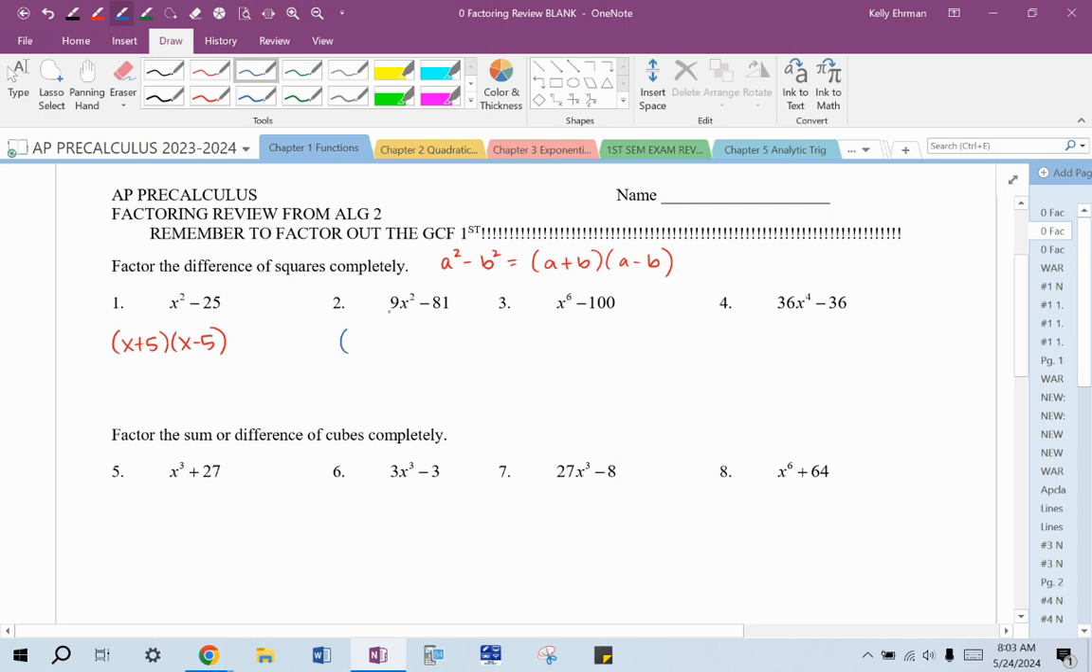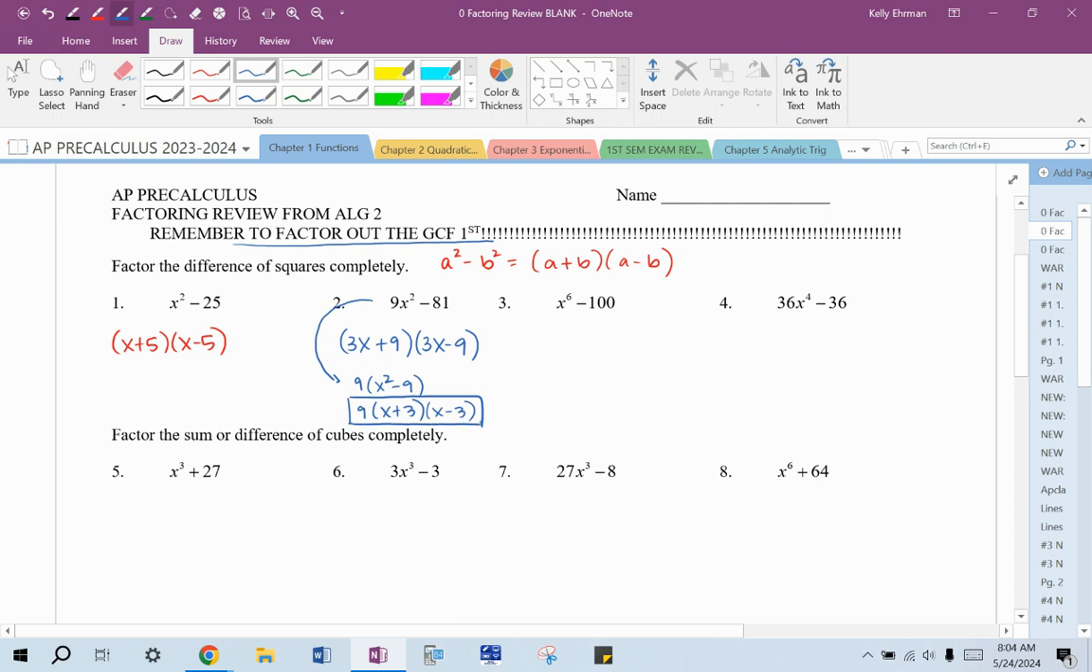Second one, 9x squared becomes 3x, 81 becomes 9, so 3x plus 9, 3x minus 9. Now, look at what I did on this one. It says remember to factor out the GCF first. If you just did this and called it a day, this is not completely factored. What we should have done first is factor a 9 out. You can take a 9 out of these two terms, then it becomes x squared minus 9. And then you can factor this difference of squares. The 9 that I factored out is still out here, and then x plus 3, x minus 3. So this is full credit, fully factored.